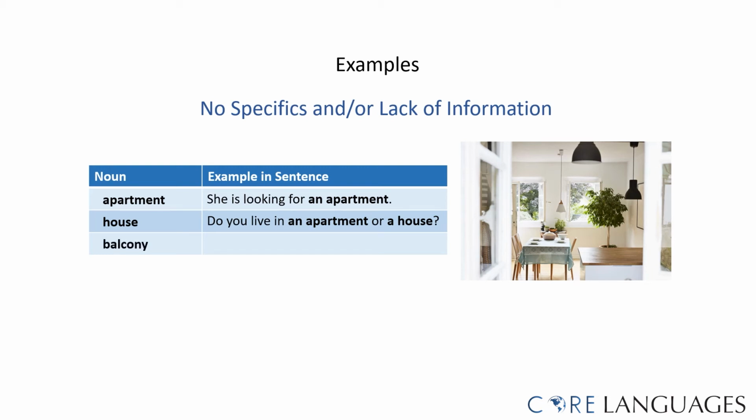Balcony. Listen to the following sentence carefully and try to see if you can notice when and how the indefinite article was used or not used. Is there a balcony at the apartment? Notice how we used the for apartment in this sentence. This is because we are referring to a specific apartment.